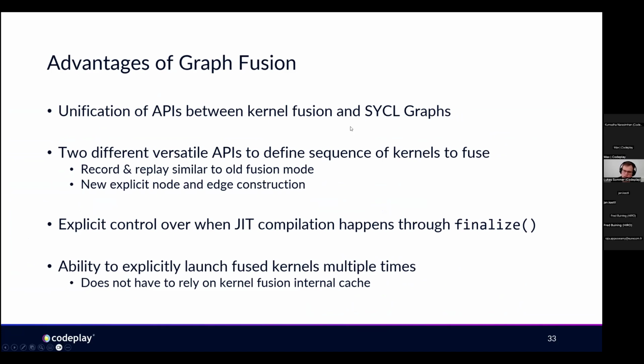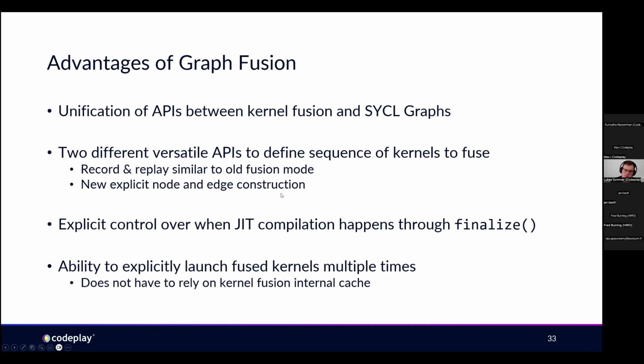The first thing is one less API that we have to maintain, and one less API that the users have to learn about. So by unifying the APIs between kernel fusion and SYCL graphs to use the SYCL graphs API for defining your sequence of kernels, we can remove the old kernel fusion API once the transition is complete, and the user doesn't have to learn about an additional API. He can just use the graphs API that he is maybe already used to.